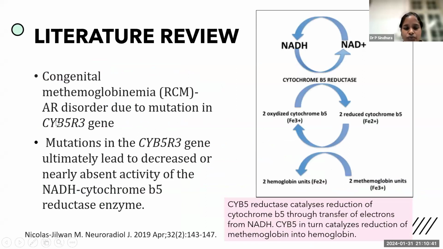It occurs due to mutation of the CYB5R3 gene, and ultimately it leads to a reduction in the cytochrome B5 reductase enzyme. This enzyme is required for the reduction of cytochrome B5, for the transfer of electrons from NADH. And this in turn will catalyze the reduction of methemoglobin to hemoglobin. If this enzyme is deficient, then methemoglobin levels will accumulate.